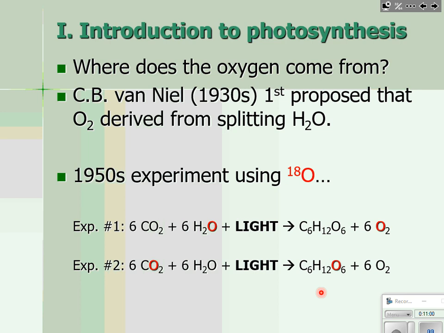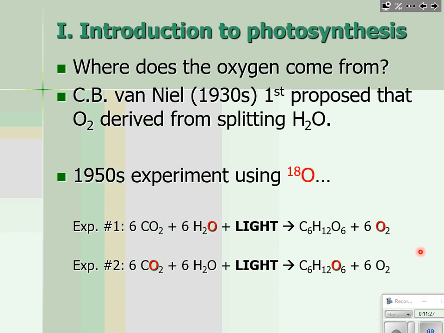So I know that's maybe a little confusing, but basically what it proves is that every bit of the oxygen gas that's given off by plants when they do photosynthesis comes from water, and none of it comes from carbon dioxide. The oxygen part of carbon dioxide is not the same oxygen that's released into the atmosphere.